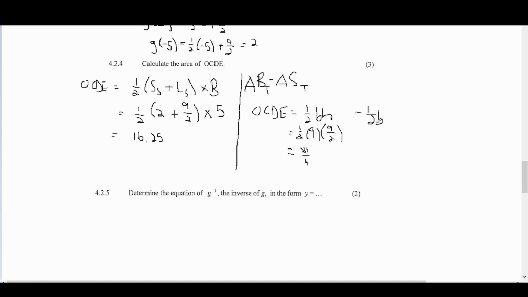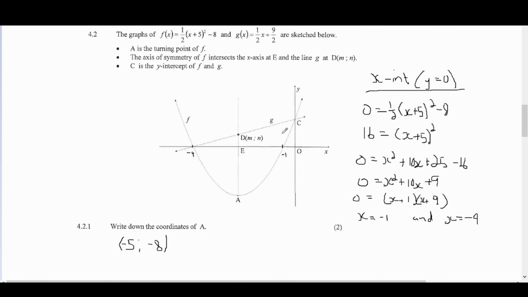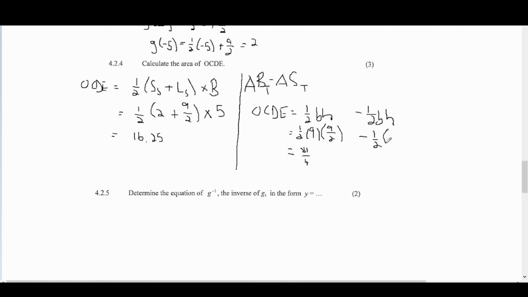Okay, and then we're going to be minusing our smaller triangle, which is also half base times height of our smaller triangle. The base of our small triangle: this one's at minus 9. The smaller triangle starts at point E. E we have marked as minus 5. So let me just write this in here, minus 5. So the distance between minus 5 and minus 9 is 4 units. So over here, we have a base of 4.